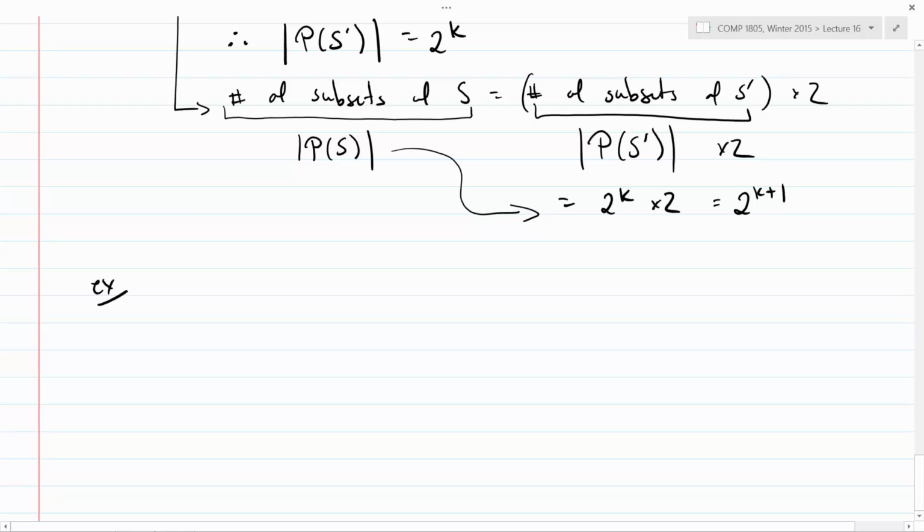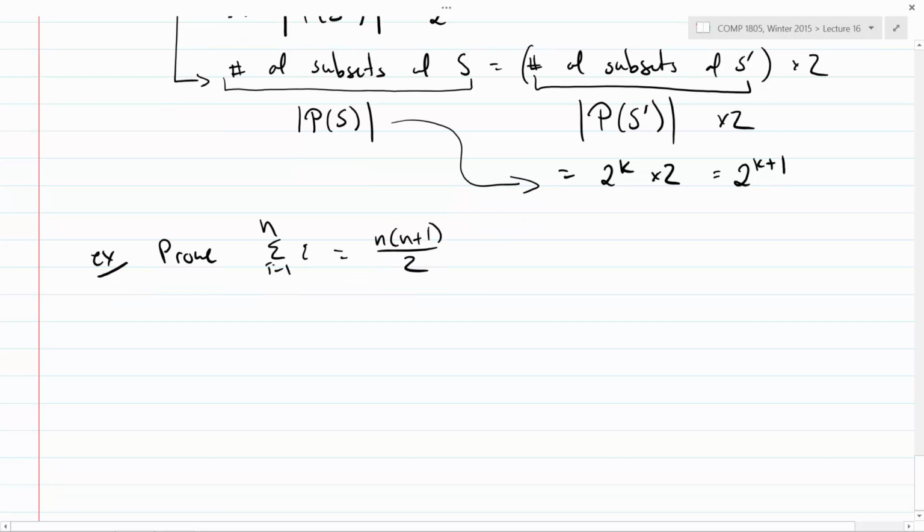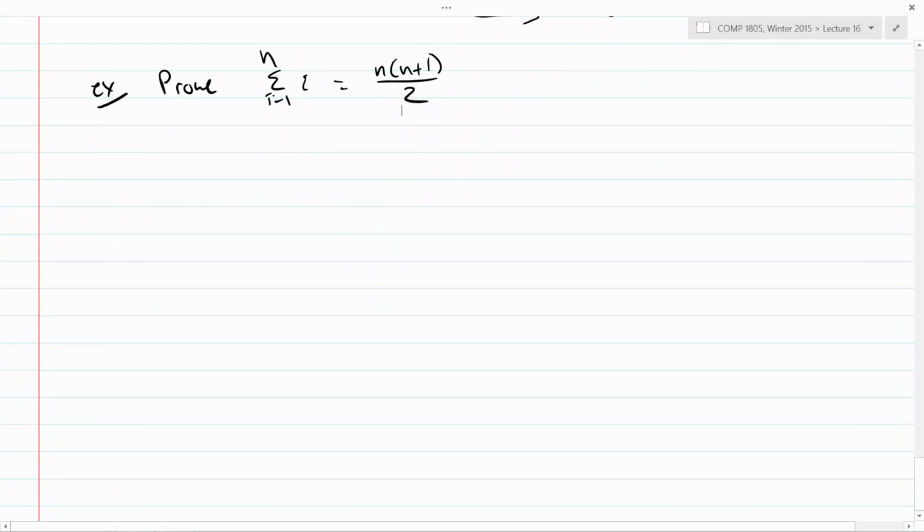This is something, again, we've seen before, but we're ready to prove in a different way. So I'll prove that the sum from i equals 1 to n of i is n times n plus 1 over 2. Right, so this is the proof that the sum of the first n positive integers is n times n plus 1 over 2.